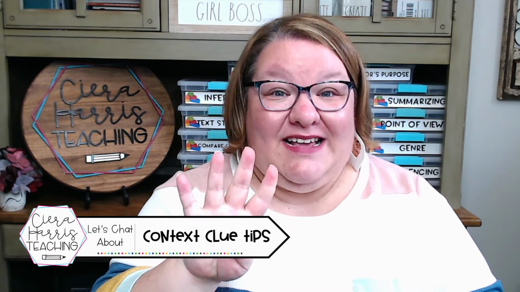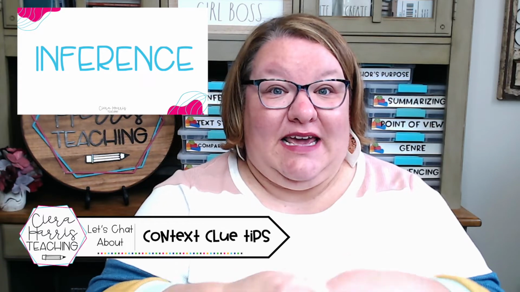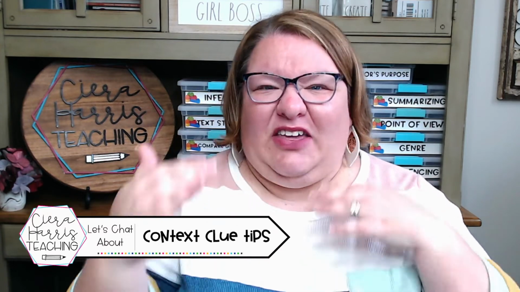Type number 4 is example. This is a big one. This one is used a lot. So you'll have the unknown word, and then somewhere around there, the author will give an example of either what the definition is or how that word is used in the context of the story. And then the 5th and final type of context clue is inference. So you have to basically infer what the word means. You're using what they've got, but it doesn't 100% tell you like the other ones kind of did.